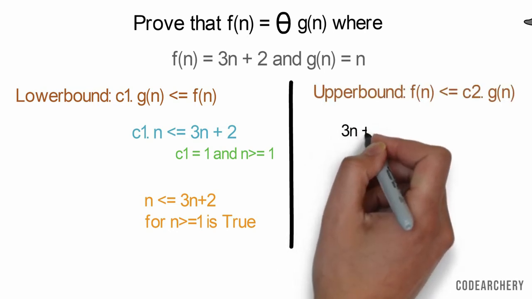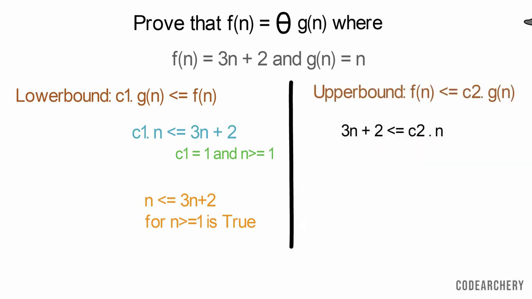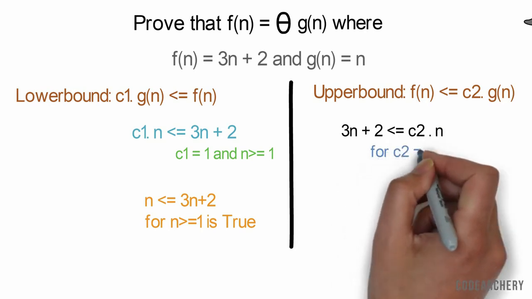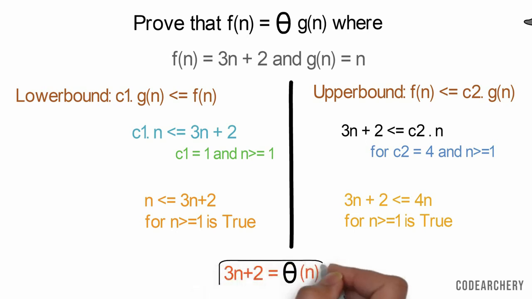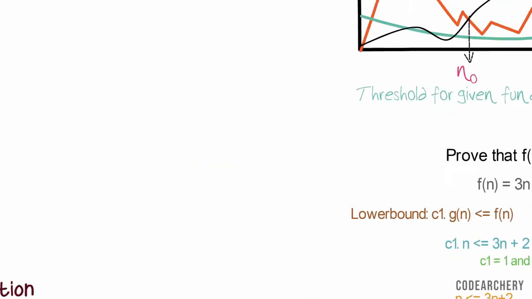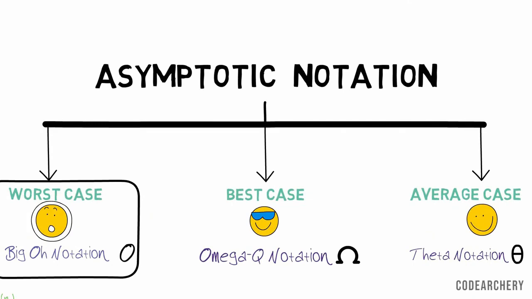Now the upper bound: 3n plus 2 is less than or equal to c2 into n. For c2 equals 4, this equation is true for all values of n greater than or equal to 1. Now we have also found an upper bound. Now we can say that f of n is theta of g of n, that is 3n plus 2 equals theta of n. Guys, it's absolutely fine and normal if you have not understood these examples, but I hope you have understood that we denote average case by theta notation, best case by omega, and worst case by big O.